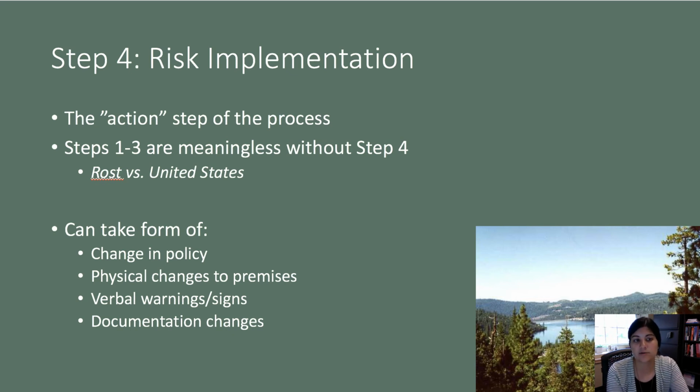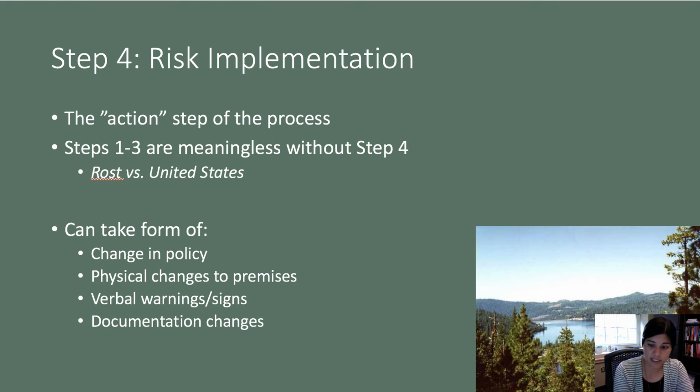So very important that we don't just stop at step 3, but that we take steps to mitigate these risks. Now, what does this look like? Again, it's going to depend on the type of risk you're implementing, but this could be simply a change in policy that you make at your organization. If you're looking at a premises liability, maybe you're actually making physical changes to the site or the equipment on site. Again, if you are taking more of a transfer approach, maybe that means that you're putting up signage.